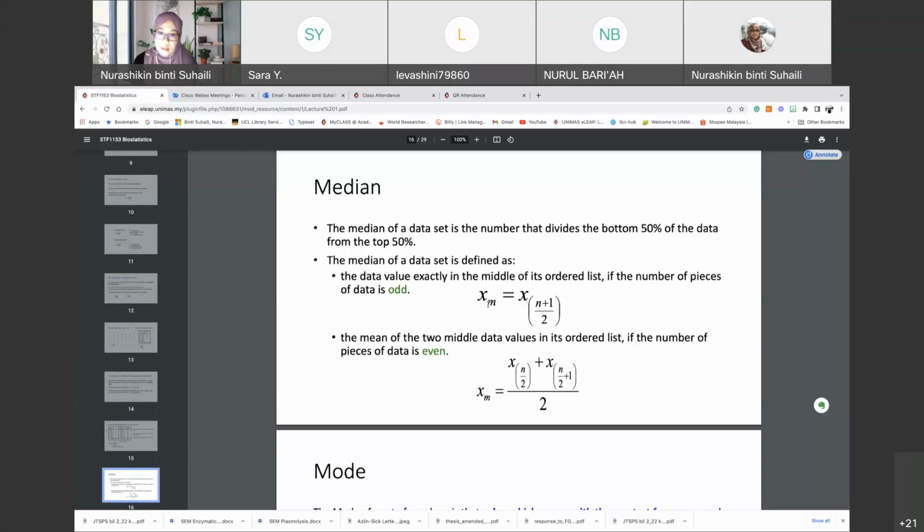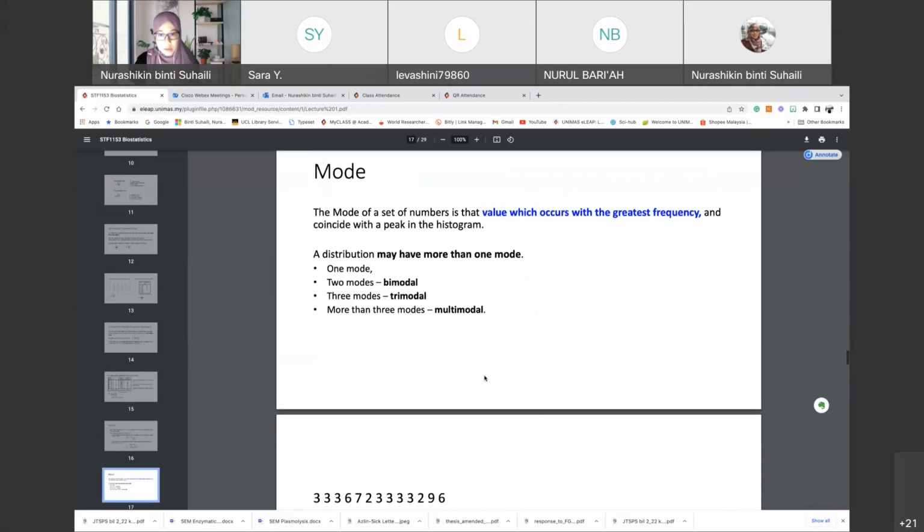So for the odd, it is straightforward. For the even, you have to sum the two values in the middle and divide by 2. That will give you the median value. It's only that for the median that you have to take note.